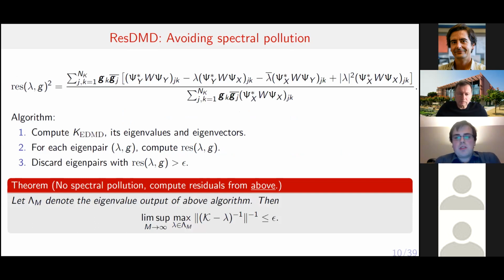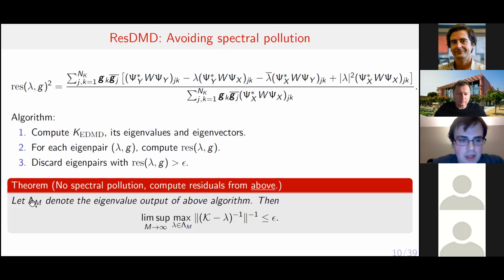So we want to do a relative residual. That's just what this formula here is. And the algorithm for avoiding spectral pollution is very simple. First of all, you compute the EDMD matrix, its eigenvalues, its eigenvectors. Then for each eigenpair, you compute this residual, and then you discard the eigenpair if the residual is greater than a specified tolerance epsilon. So you can prove the following.